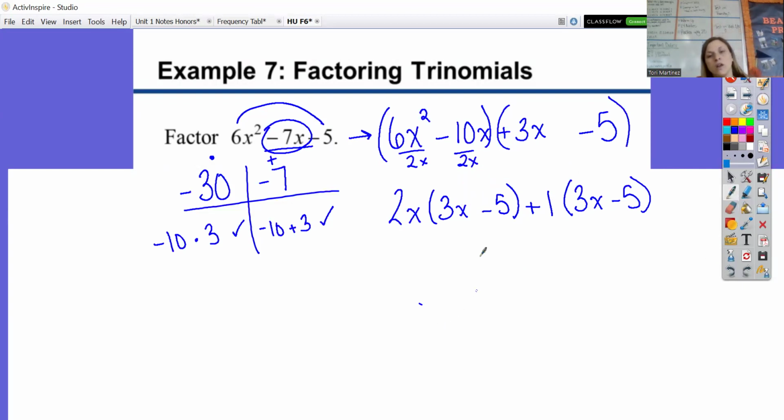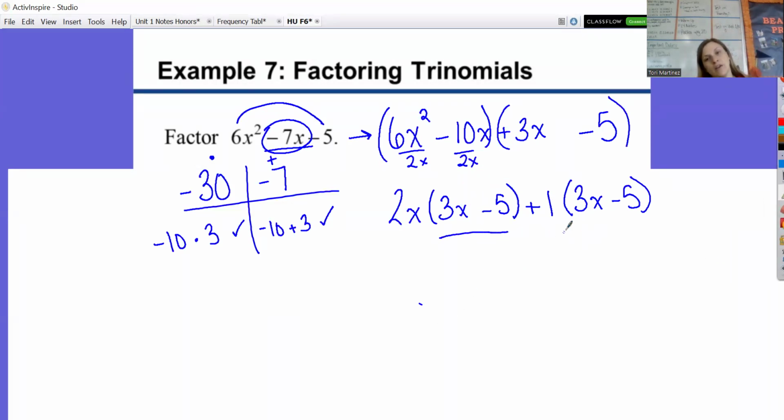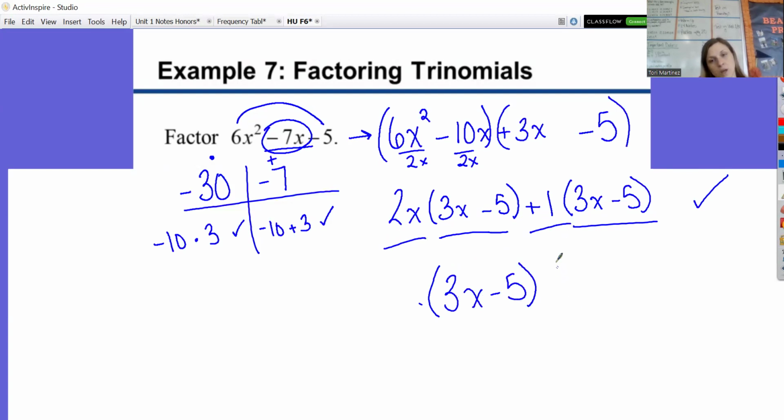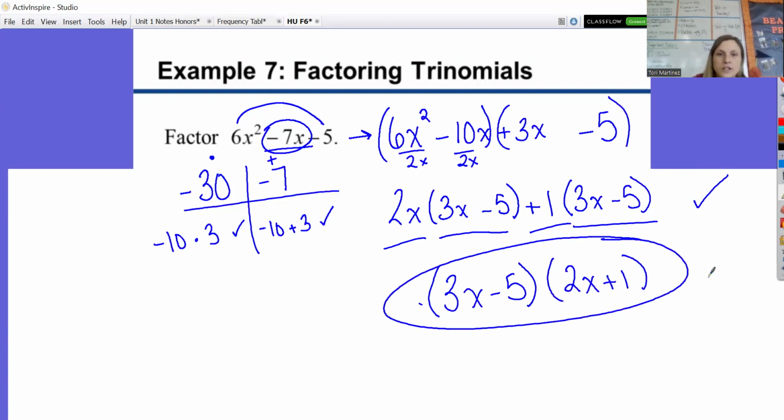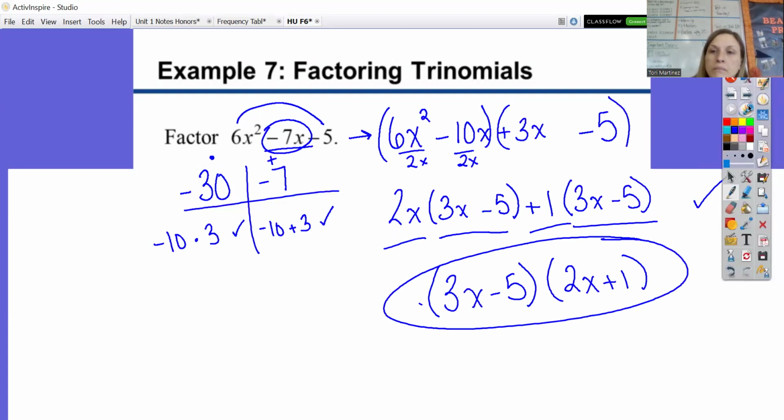I wrote that incorrectly. Notice our parenthesis values are exactly the same. And at this step, they should be. If they're not, we did something wrong. So what happens is since they're exactly the same, I pull those out, 3x minus 5 just once. And then whatever I have left over, which is 2x plus 1, I rewrite in another parenthesis. And that is how we factor trinomials.